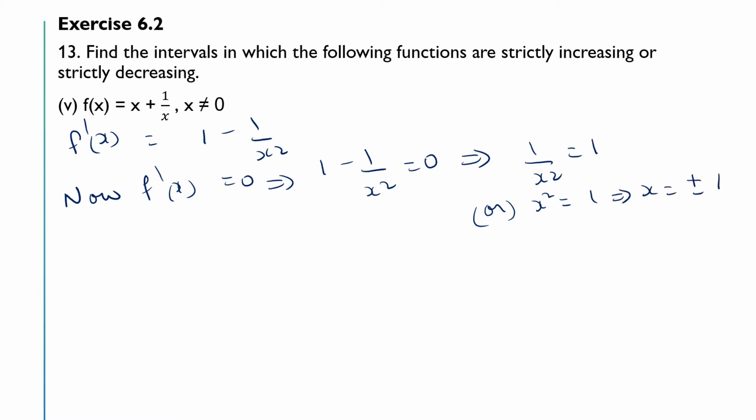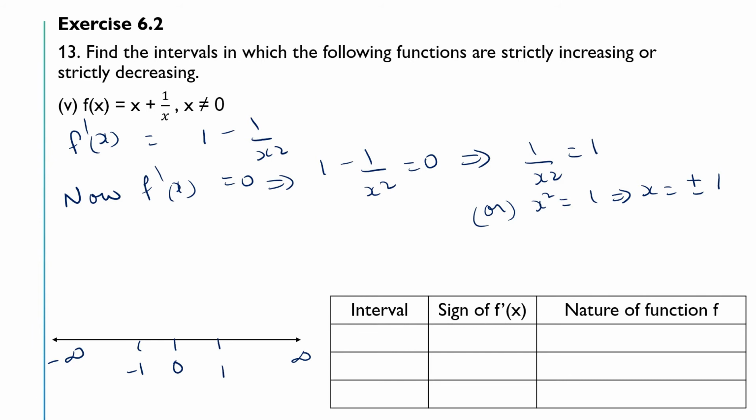So the entire interval minus infinity to infinity can be divided into the intervals minus infinity to minus 1, minus 1 to plus 1, and plus 1 to infinity. Here x is not equal to 0, so we have another interval, minus 1 to 0 and 0 to 1. So these are the various intervals. Now we will see in all these intervals whether f is increasing or decreasing.